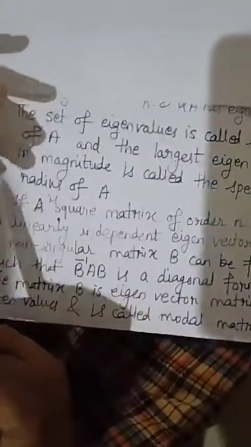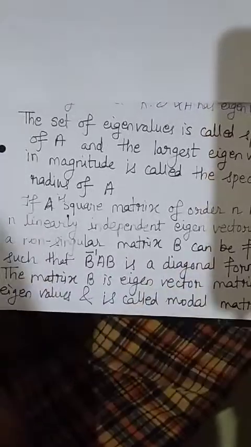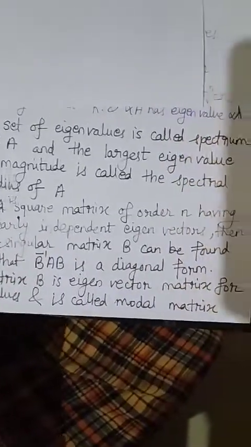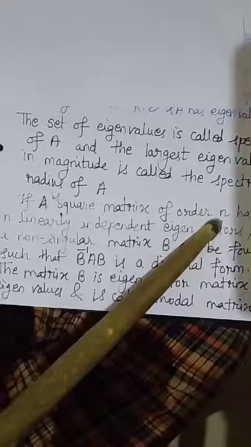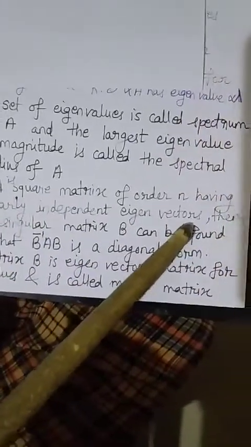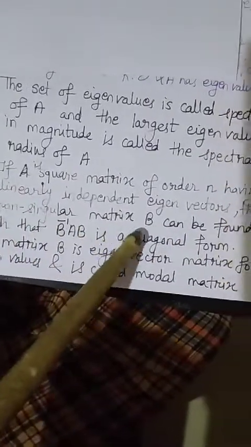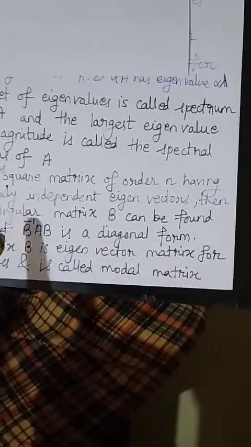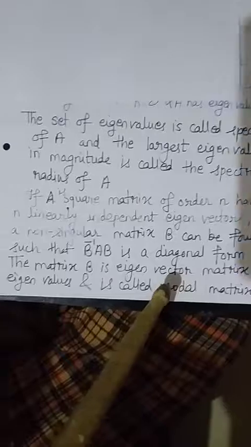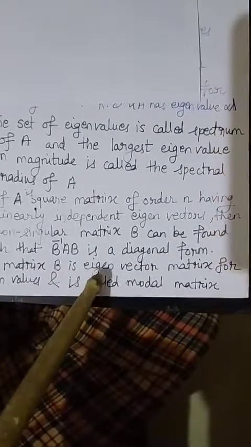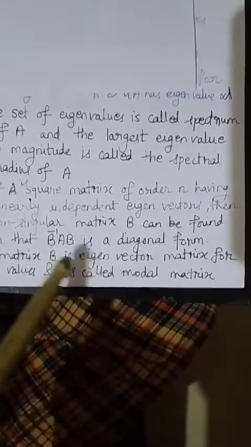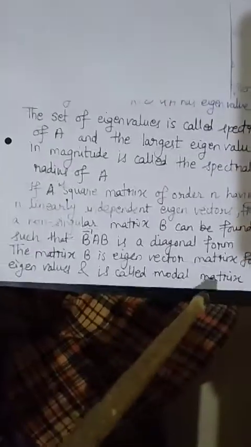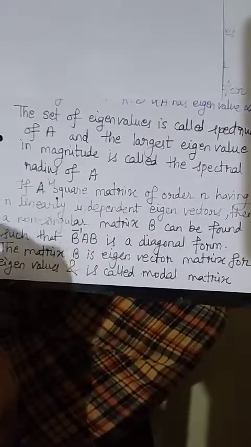Okay, now if A is a square matrix of order n having n linearly independent eigenvectors, then a non-singular matrix B can be obtained such that B inverse AB is a diagonal form. The matrix B so obtained is an eigenvector matrix and is called the modal matrix. So therefore, what is modal matrix?